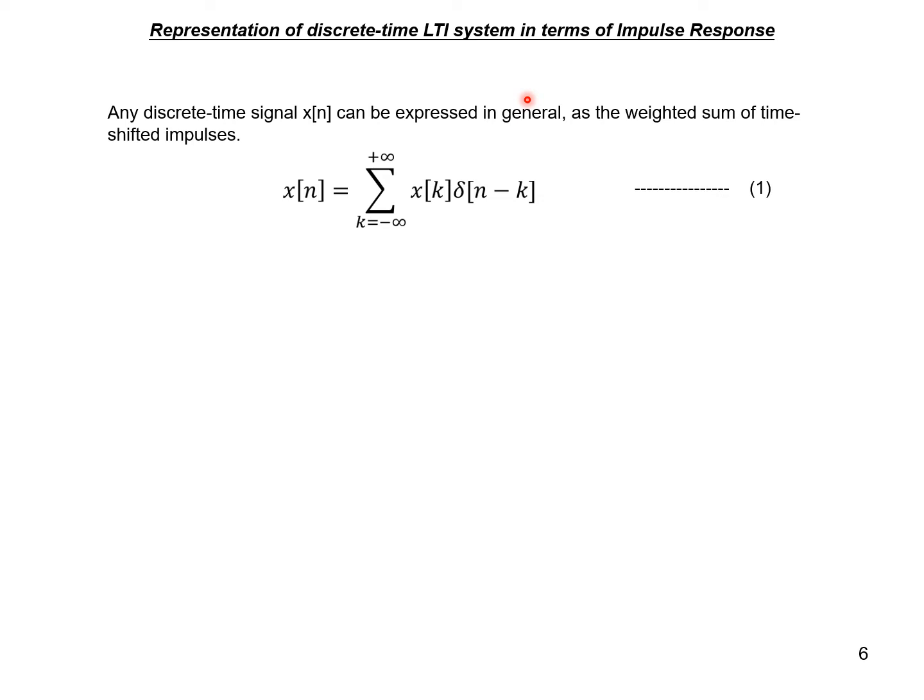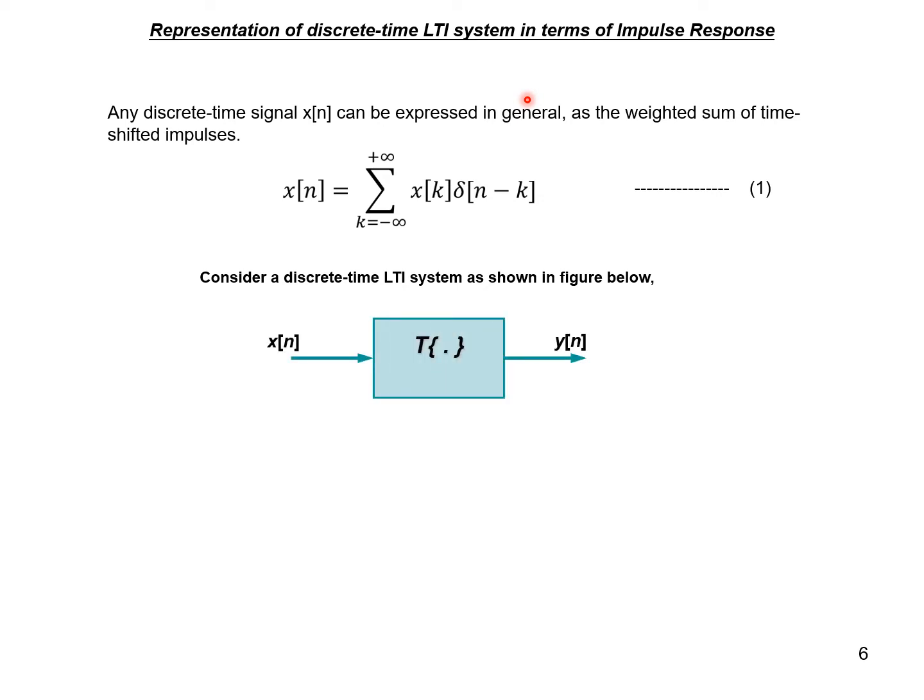Let us continue on this. Consider a discrete time LTI system as shown in the figure below. This is what I have used to represent my system until now. A discrete time system I can represent as a box with input signal x of n and output signal y of n. Normally I call this box a black box, but here I'm using an operator T. A system is nothing but a mathematical operator that transforms an input signal into an output signal. That's how a system is normally defined in signal analysis: any mathematical transformation that transforms an input signal into an output signal.